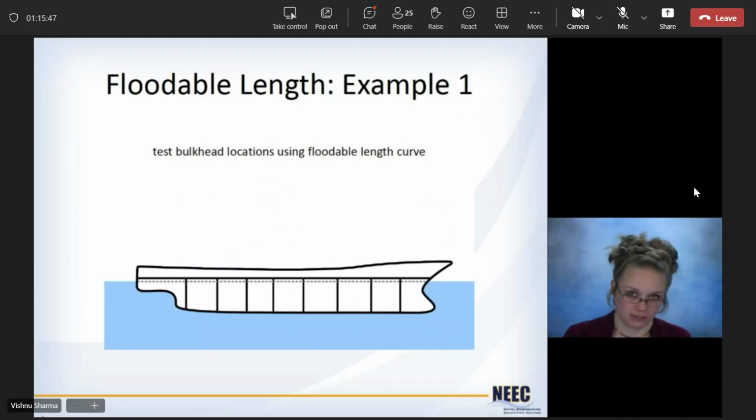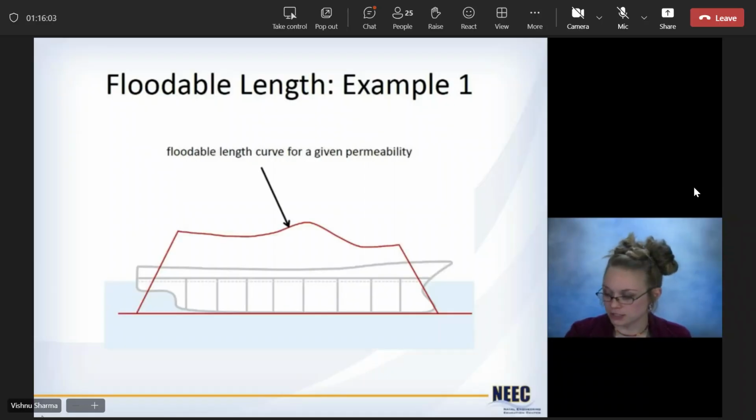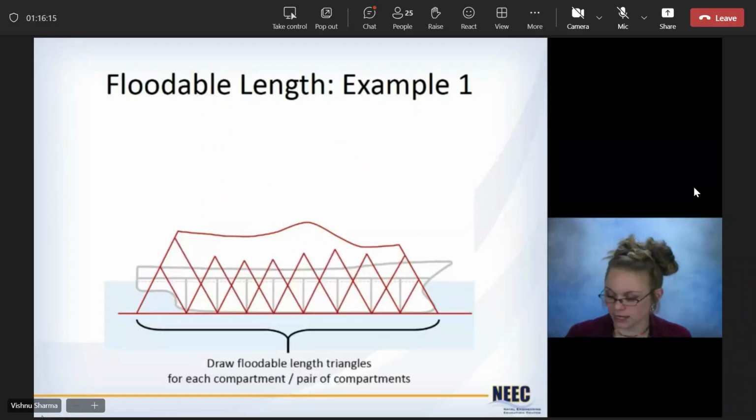So what is the point of all of that? You can use the floodable length to test your bulkhead locations. This is what you do. So you take a ship, you've chosen some bulkhead locations, you want to evaluate them to make sure that it's going to be sufficient to have contained flooding for your ship. All right. So you take the ship, overlay the floodable length curve. So remember, the floodable length curve is the allowable flooding that can happen for the ship before it sinks for a given permeability. You take that, draw these little floodable length triangles for each one of these compartments.